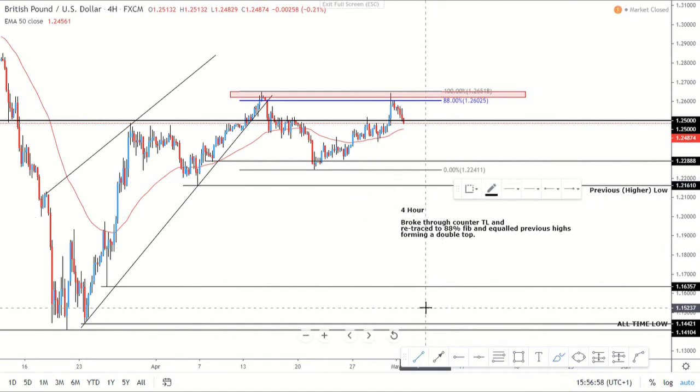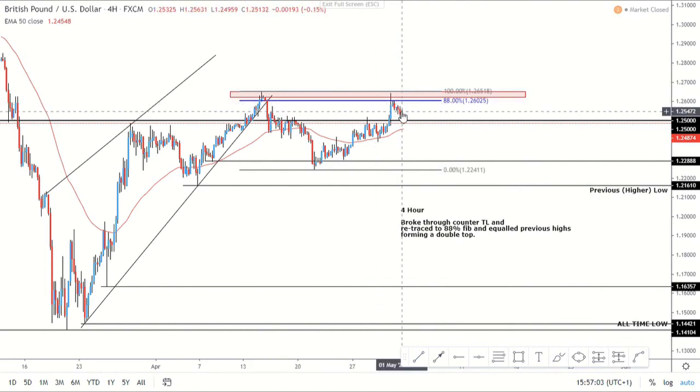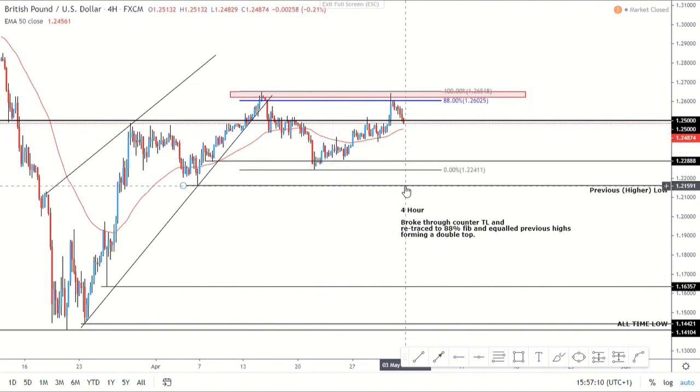So the next one we are looking for, yes, there's obviously a double top here as well. 88% rejection below the 1.25. Obviously RBO in play, and looking for this to now continue to the downside.